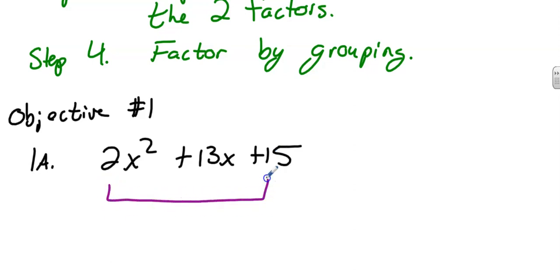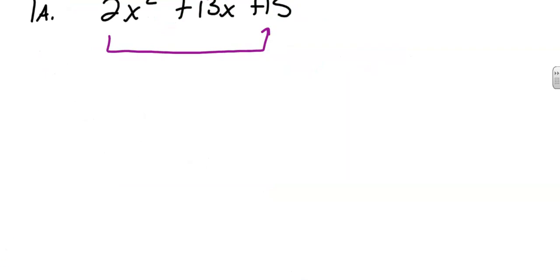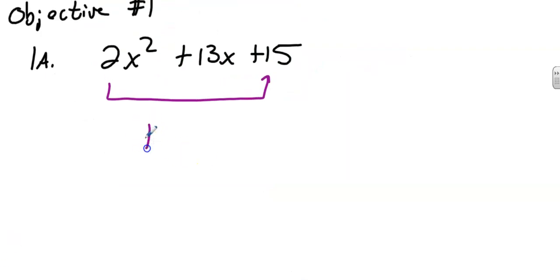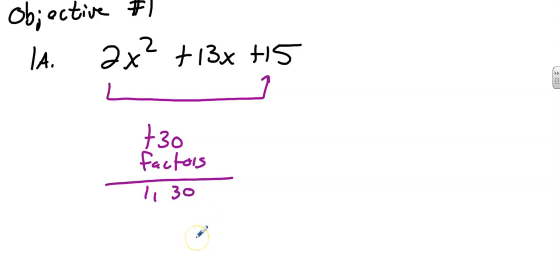So the first step we'll do is 2 times 15, and that's a positive 30, and that's the factors that we're going to look for. Because you're multiplying numbers, usually the numbers are a little bit bigger when you have to start factoring these, so you're going to have a bigger list of numbers in most cases.